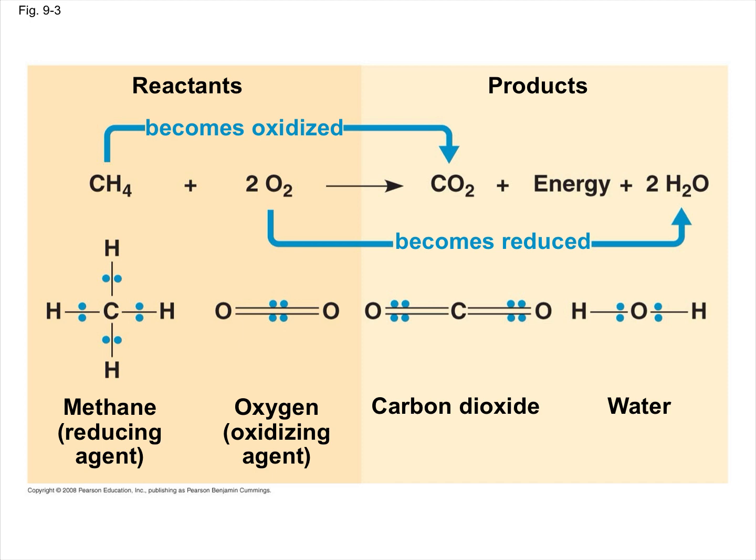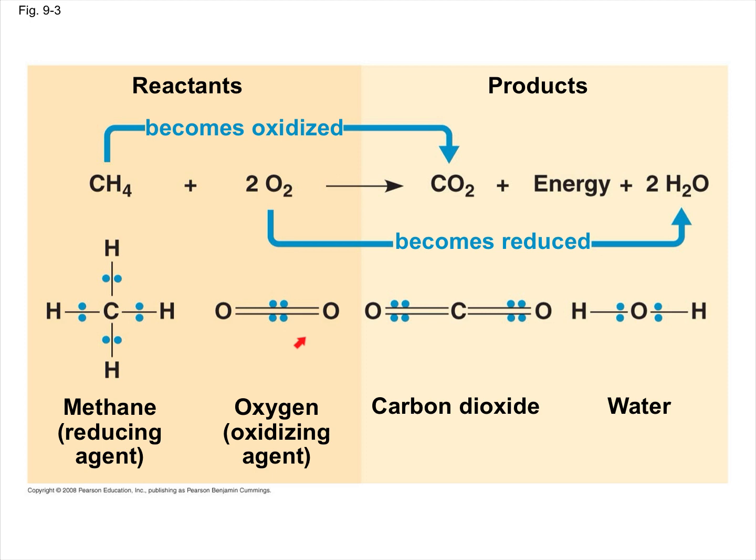So methane is a reducing agent. It's going to give an electron to oxygen. Oxygen's going to oxidize methane. Methane's going to reduce oxygen. What happens is you make CO2. Methane turns into CO2 when you burn it, and that releases energy in the form of a flame in our stove. And water. It produces water as well.